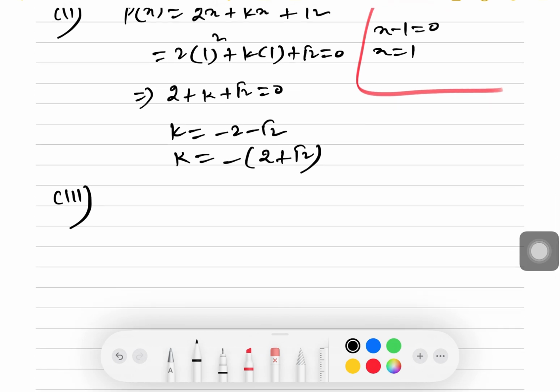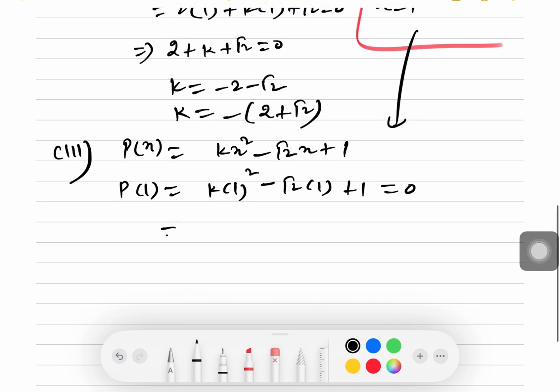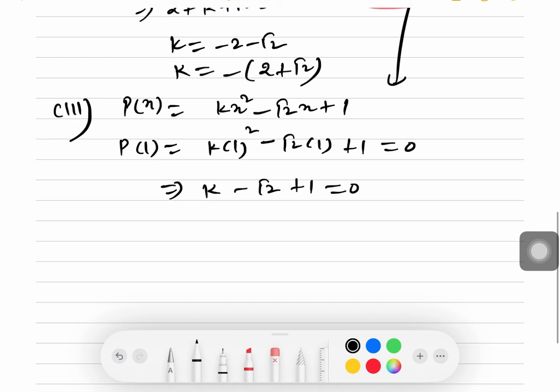Now the third part, p of x equals to kx square minus root 2x plus 1. So again we have to substitute 1 only for x. So p of 1 equals to k into 1 square minus root 2 into 1 plus 1 equals to 0. K into 1 square is k, minus root 2 into 1 is root 2, plus 1 equals to 0.